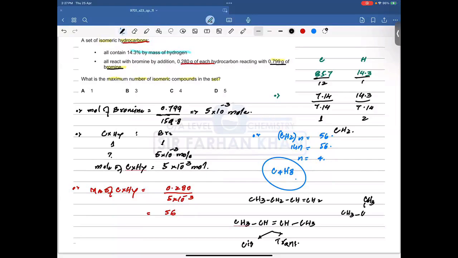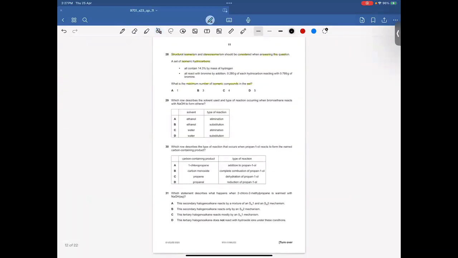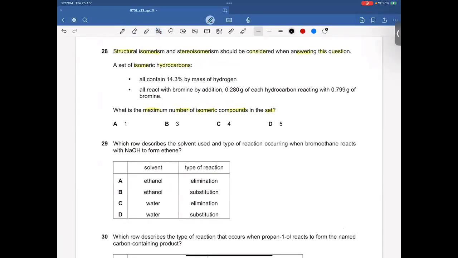That's what we have done in the class, right? So this is the first isomer, and this is the second isomer. This one is the third, and this one is the fourth. So we have 4 isomers. So C is going to be the right answer.